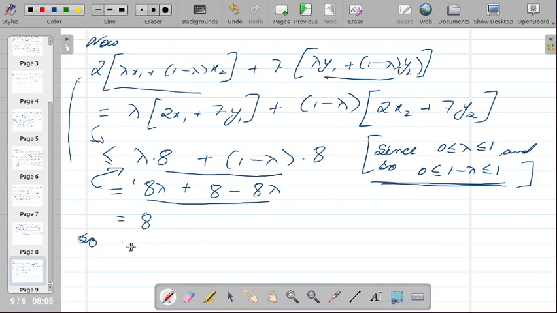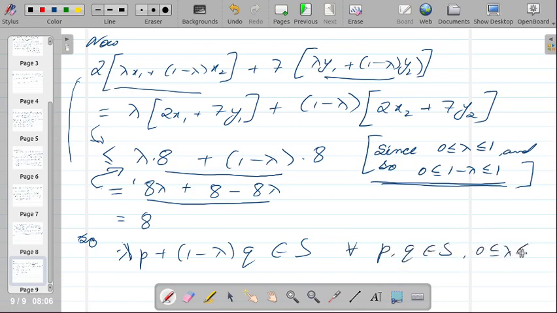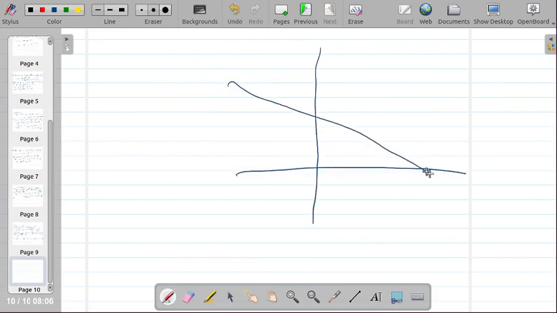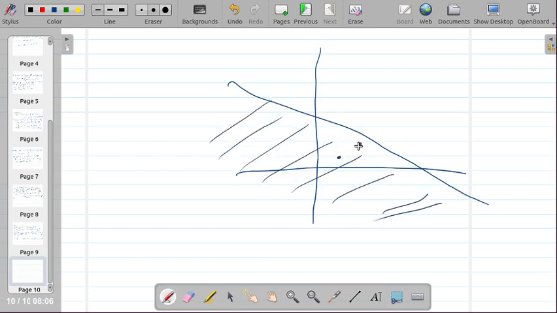So we have seen that lambda times p plus 1 minus lambda times q is inside S, for all p, q inside S and 0 less than or equal to lambda less than or equal to 1. Here we are finding the application of this line segment. If you see the diagram, this region, if I take 2 points from here, the straight line joining these points does not lie entirely inside this set, because the straight line goes outside, but the line segment lies inside.